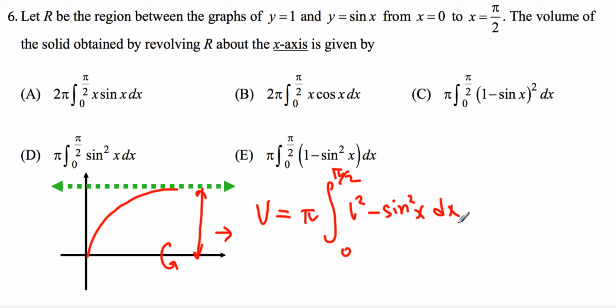Now, I'm just looking for something that has this component to it. Choice C is not correct because the square is outside, where in fact I should have the square only on sine, so choice E becomes the answer.